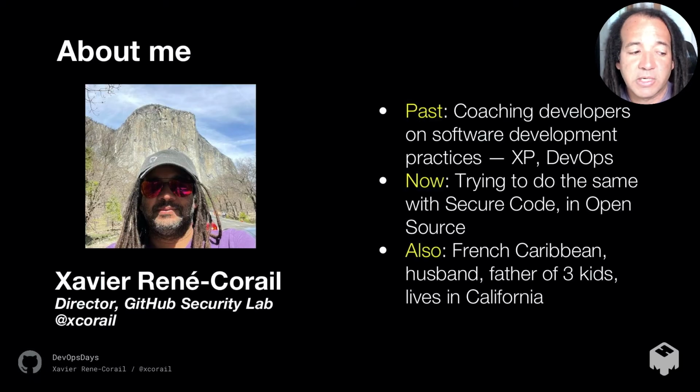For 10 years, I was in charge of deploying software practices and culture in a fintech company: extreme programming, TDD, DevOps, Agile. And now, as head of the GitHub Security Lab, I'm trying basically to do the same with secure code for open source developers.